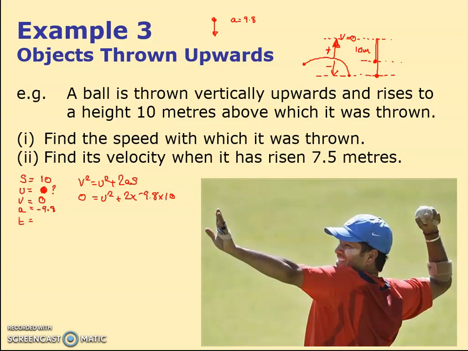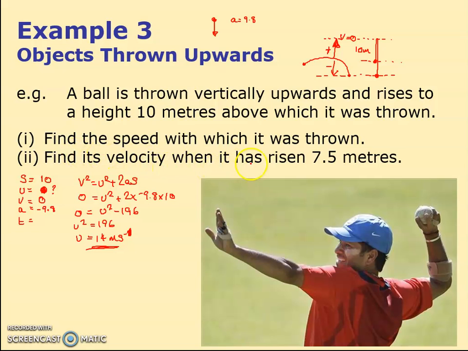So if I do that, I think that's 196. I'm just going to check. 2 times 9.8 times 10. Yeah, 196. So 0 equals u squared, but of course it's a negative, minus 196, which moves over to the other side. U squared, therefore, is 196. And u, if you square root 196, it's 14 meters per second. It's one of the reasons this number 9.8 is used so happily, because it gets you such nice numbers when you get a question like that.